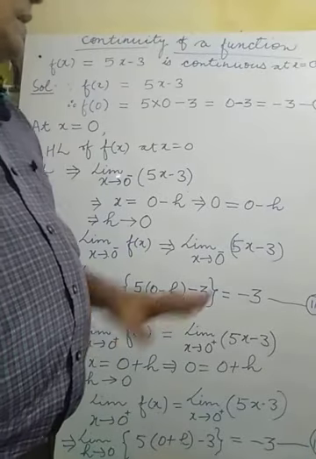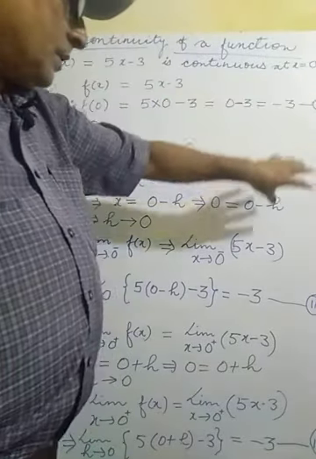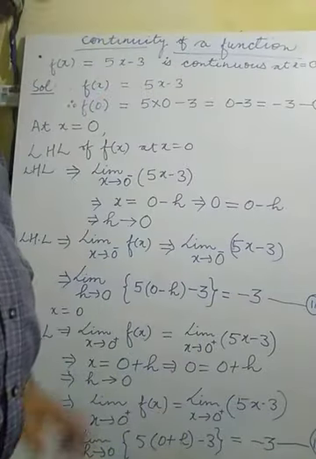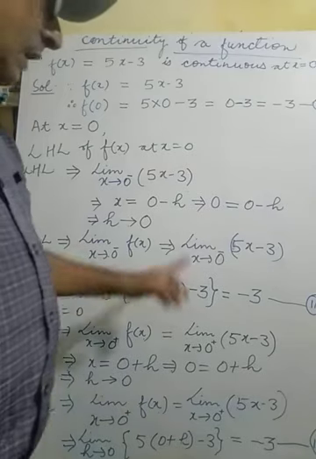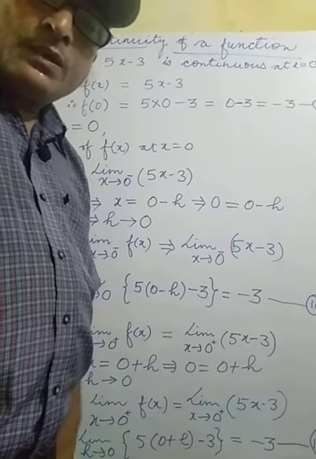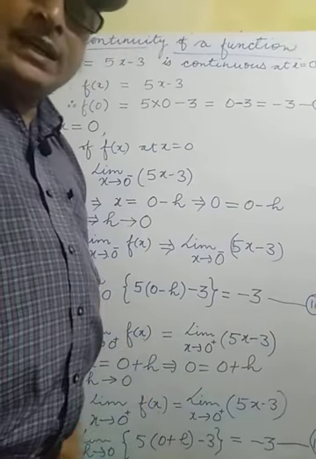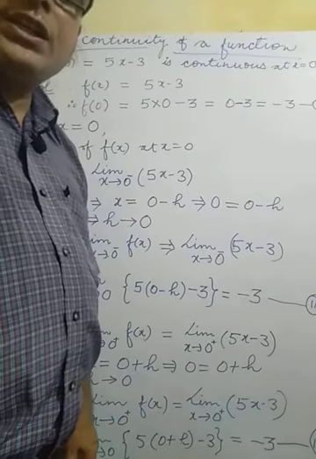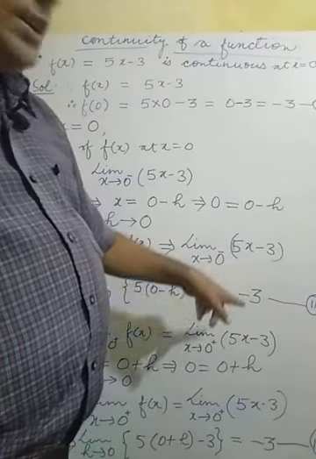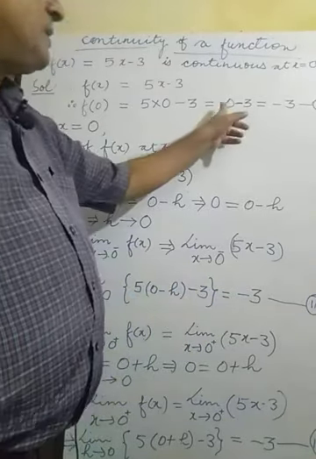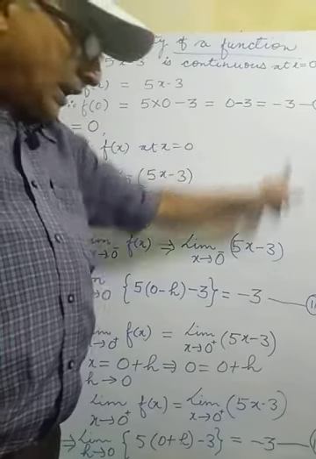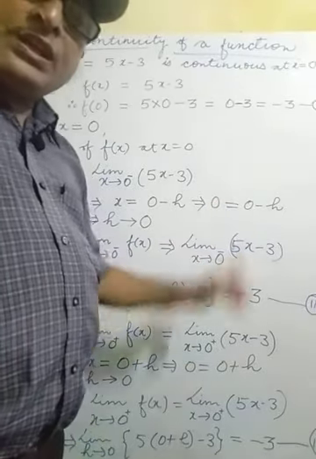Suppose this one is minus 3, this one is minus 3, and this one is, suppose, minus 4. At that time what will be there? Left hand limit is not equal to right hand limit. If left hand limit is not equal to right hand limit, the function is discontinuous at x equal to 0. But here the left hand limit as well as the right hand limit and the value of the function at the particular point are all equal. So this one is continuous.